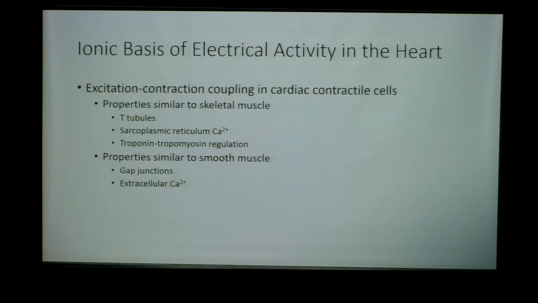All right, so what we're gonna move on to speak about now is really putting that together, looking at excitation-contraction coupling, and that is basically very similar to what it meant in skeletal muscle. What happens in between the time that the action potential gets to this cardiac muscle cell and we actually see contraction? So we have a lot of the same structures here that we had in skeletal muscle, the T-tubules, the SR, which is only part of the source of calcium. We also have troponin and tropomyosin interaction, which regulates this process, right, turns it on and off. Then we have gap junctions, right? These are properties that are similar with smooth muscle, the presence of gap junctions and the presence of extracellular calcium, all right?